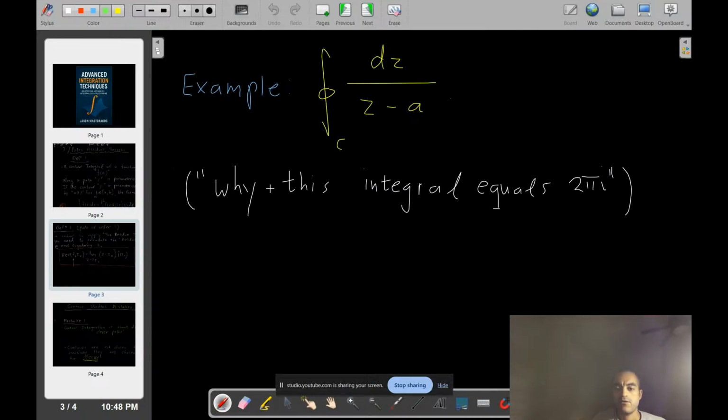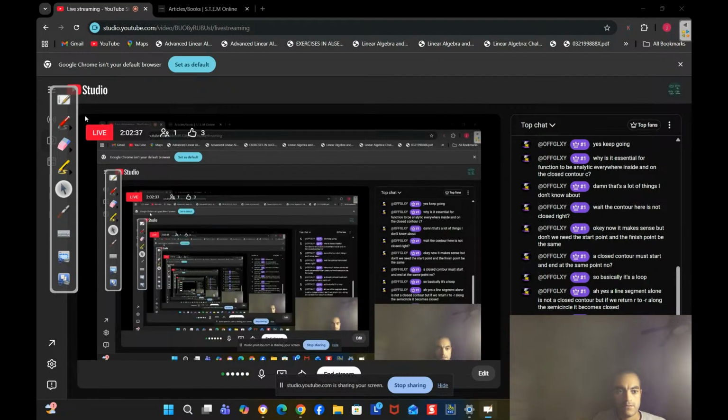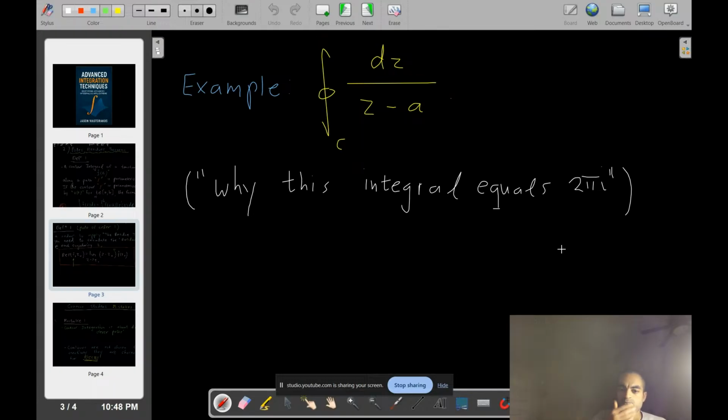Let's say we wanted to calculate this integral right here, dz over z minus a. Okay, dz over z minus a. This is supposed to equal some constant of 2 pi i. Okay, so 2 pi i. I'm going to explain why that's the case. First off, the way to approach this is to do this. Okay, so the solution, I'm going to highlight solution.